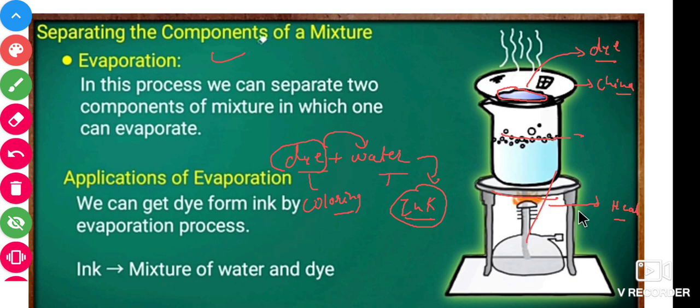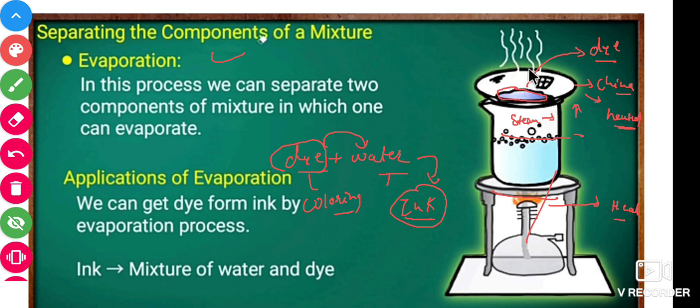When we heat the beaker, the beaker contains water, and the water will be boiled, and the boiling steam is hot, and by this steam the china dish will be heated. By this heating the dye is getting separated from the water.